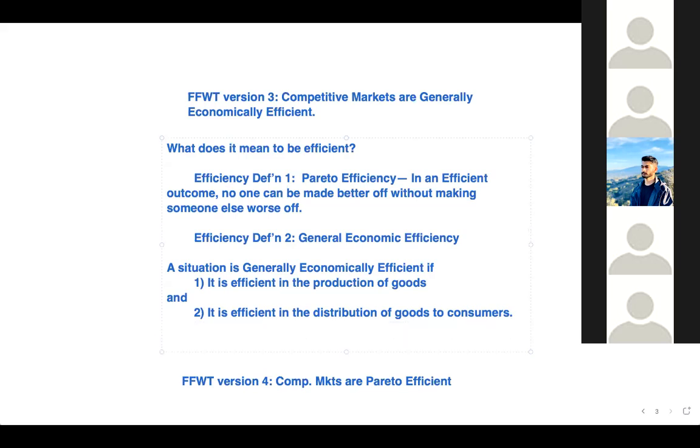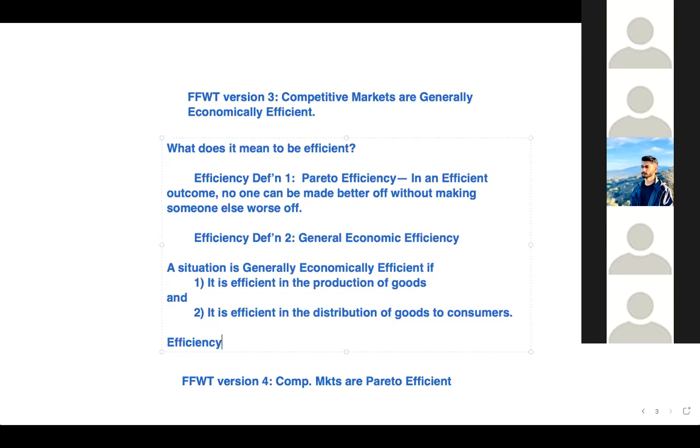When I read that, I think to myself, okay, if it's generally economically efficient, it has to be efficient in the production of goods and it has to be efficient in the distribution of goods. But what does that mean? Like, in terms of production, I would think, say, more than necessary isn't produced. Oh, okay, that's fine. That's nice.